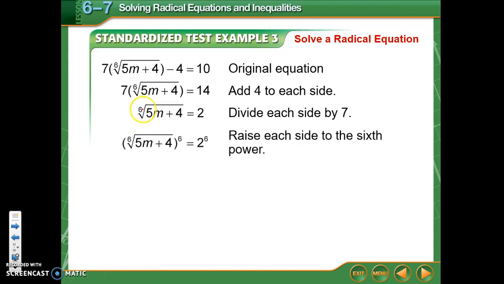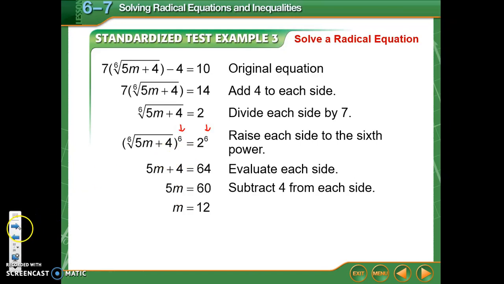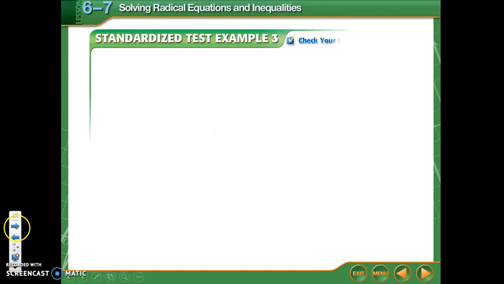And then, because this is a 6th root, I'm going to raise each side to the 6th power, because that will undo the 6th root. So I end up with 5m plus 4 equals 64. Then I'm going to subtract 4 from each side and divide by 5. So I end up with m equals 12, which is C. Again, this is one that you would have to show the check for. I'm not going to show you the check right now, but you would need to plug 12 into the original equation and test out and make sure that it works.